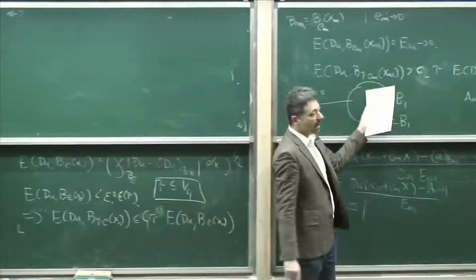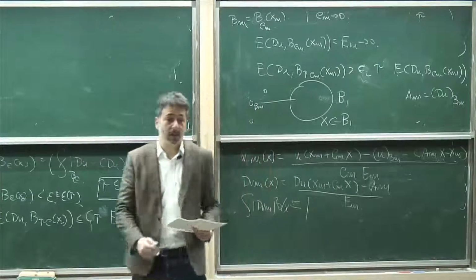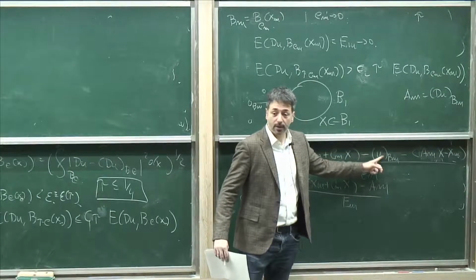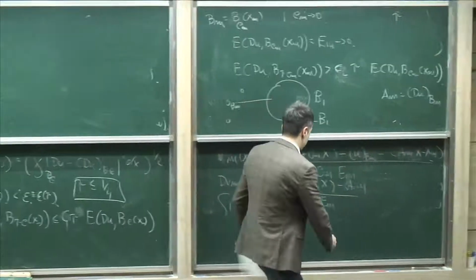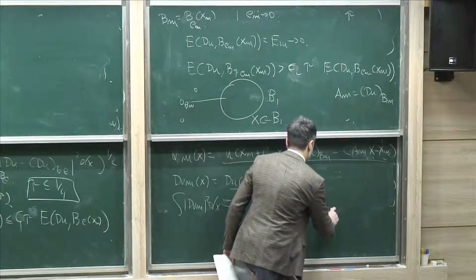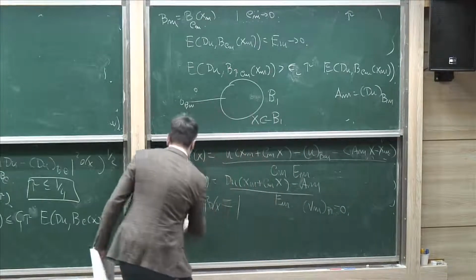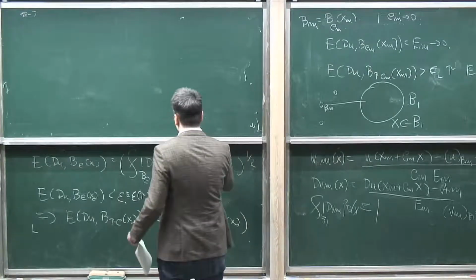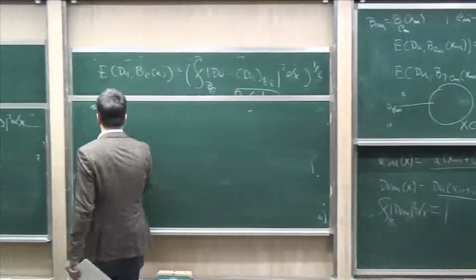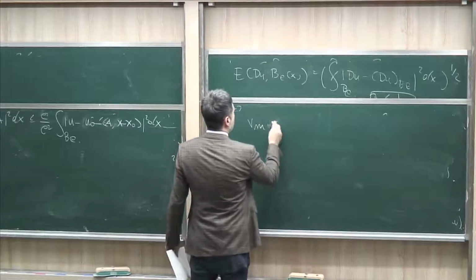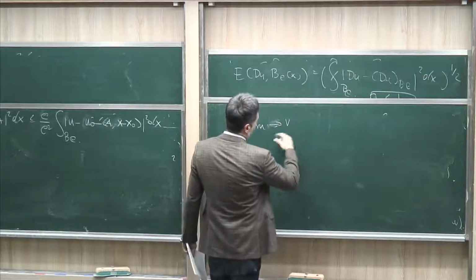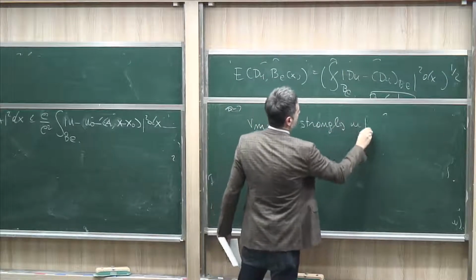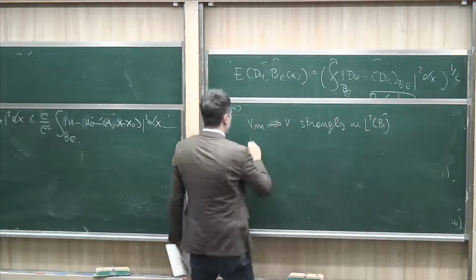And now, of course, the averages of these functions are 0 because of the way they are defined. You subtract always the average. This is the norm of B1. And therefore, you can extract a sequence which is weakly converging in L2. So this goes strongly in L2 of B1, weakly.